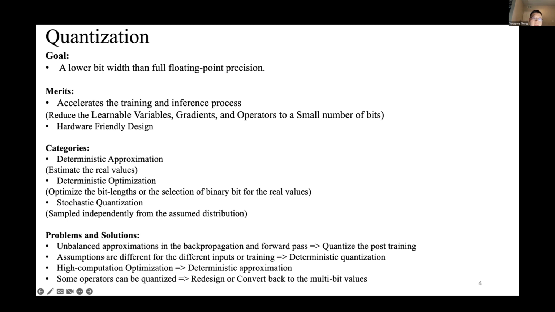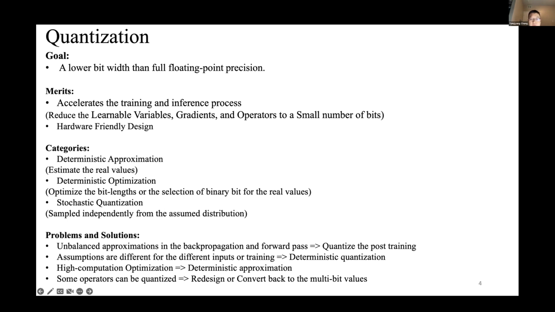And the second problem is, if we use an assumed distribution, then in the real world, when we have noisy input or our inputs are different, this distribution will change. So it is better to go to deterministic quantization. But if we use a deterministic optimization method, we also need enough computation, because we need to search for what we want.